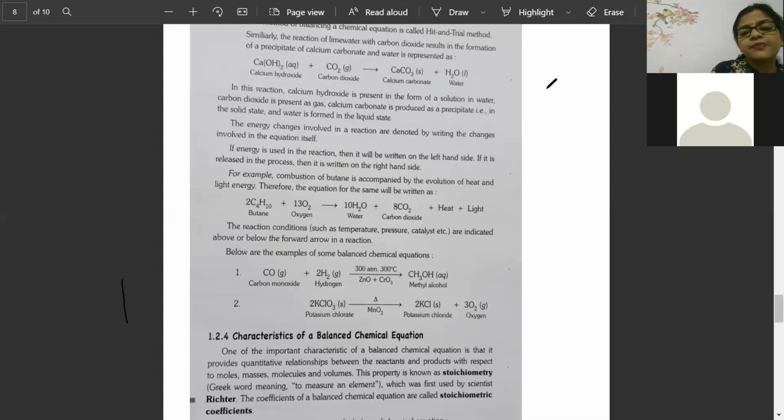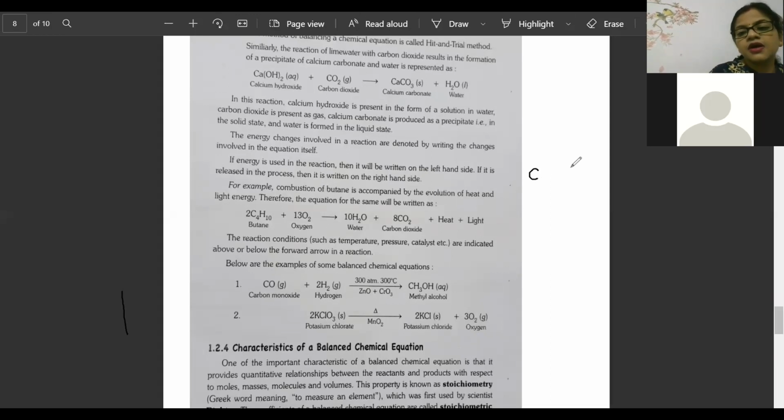How will we check? Carbon number 1 here. Carbon, oxygen, hydrogen. Here carbon number is 1. Here also carbon number is 1. Oxygen number is 1. Here also oxygen number is 1. Hydrogen number is 4. Here also hydrogen number is 4. So it is balanced. Correct, Sudarshan, Akshay?